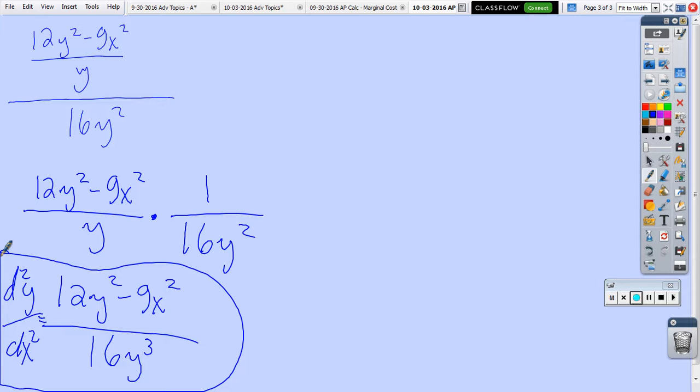Wait, so that's essentially multiplying. Oh, I see. It's all under the bottom. It's the top fraction divided by the bottom fraction. This is the main fraction bar here. So if this whole value is being divided by 16y squared, it's the same thing as saying this whole value times the reciprocal of this. To divide by a number is to multiply by its reciprocal.